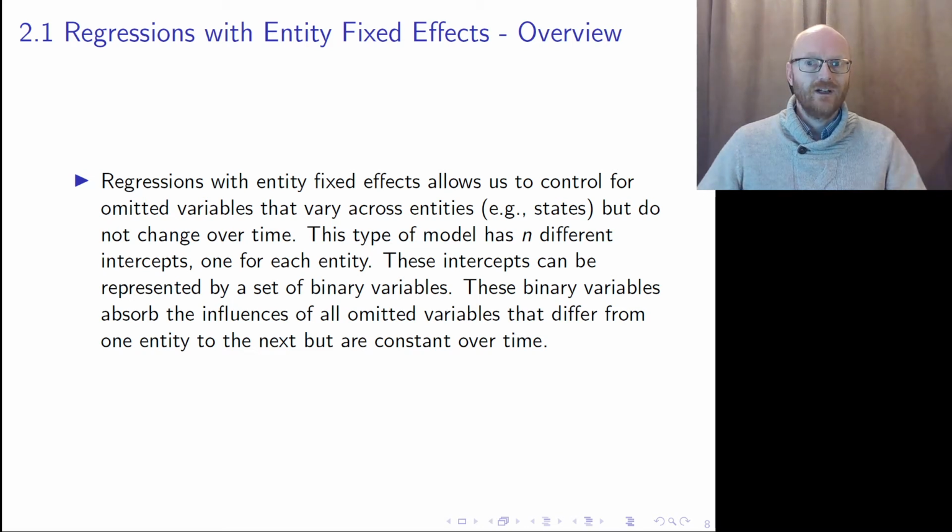In panel data regression, we have two kinds of fixed effect. One is the entity fixed effect, which is constant over time but differs across entities. And the second one is time fixed effect, which is constant among entities but differs among time periods. We'll look into the entity fixed effect first.